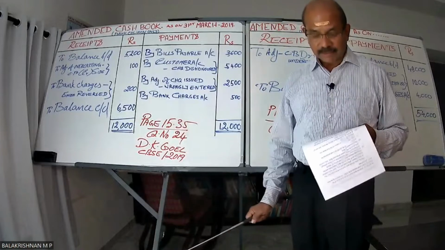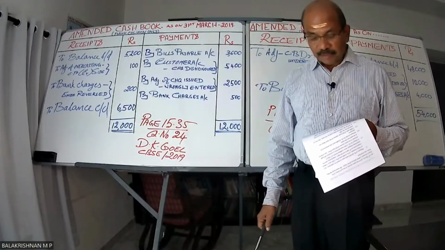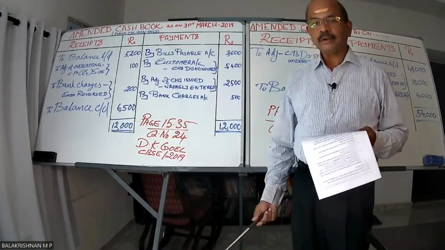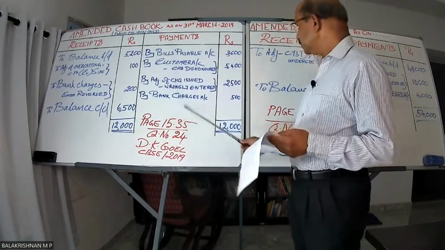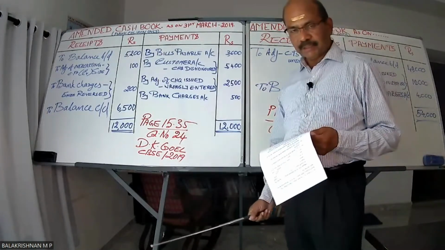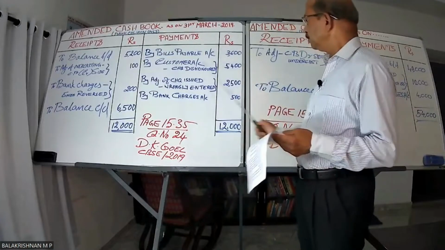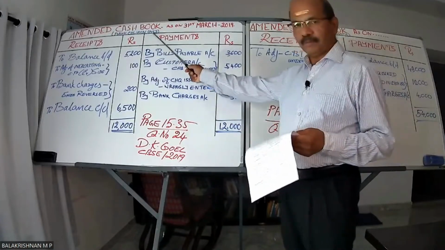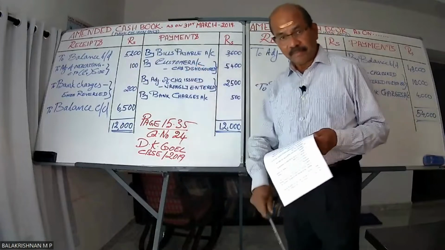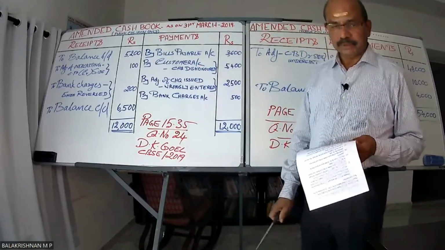That's all. Further, rupees 500 was not recorded at all. Okay, record it now: by bank charges 500. Bank charges is an expenditure. What's the journal entry? Bank charges to bank, so bank by bank charges. We know that we are amending only the bank column of the cash book. I stressed it in the previous episodes.